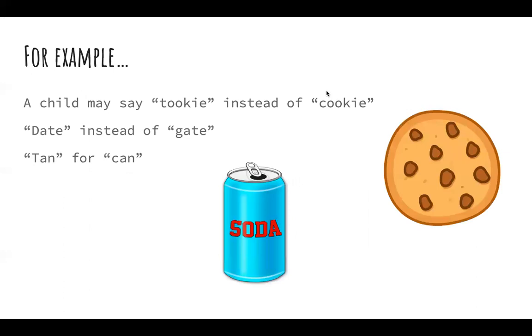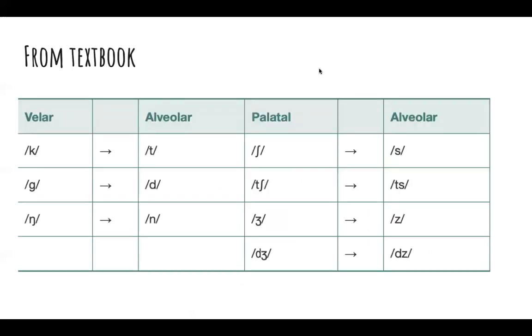So for example, a child may say tookie instead of cookie, or date instead of gate, or tan for can. So they're doing t, t, t instead of the k, k sound, or the d sound instead of the g sound. And then this is a chart I got from the textbook. I liked this because it shows how the velar and palatal sounds are turned into those alveolar sounds. So the K is turned into a T, the K for T, and the G for D, and the Ng for the N, and then so on.